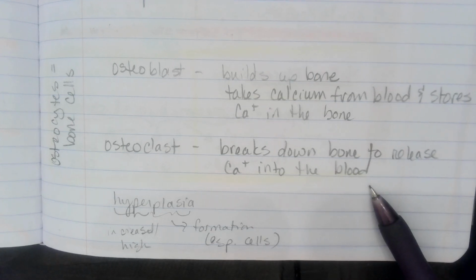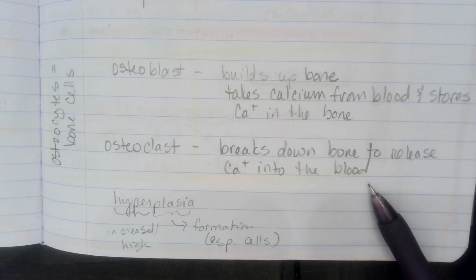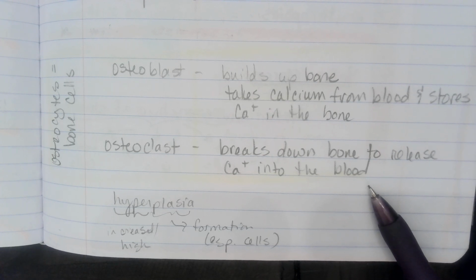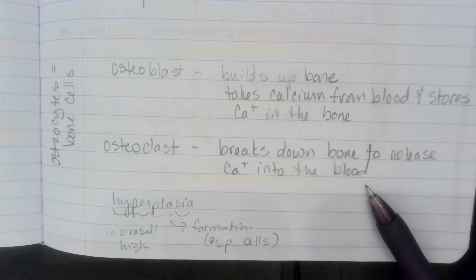Osteoclast breaks down the bone to release calcium into the blood. Osteoclast breaks down bone, and when it breaks down bone, it releases that calcium that's stored in the bone back into the blood.